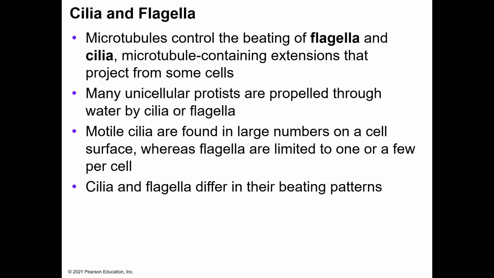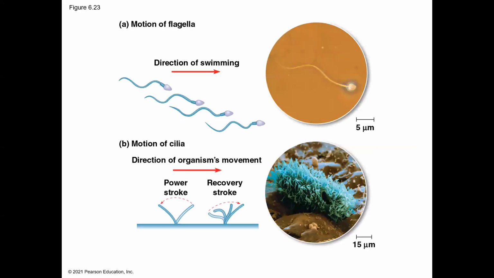Cilia are found in a large number of cells on the surfaces. A lot of the linings within your body, your intestines, for example, are covered with cilia to help move things along in a certain direction. Cilia and flagella differ in their beating patterns, which is not too important, but both of them are still responsible for motion.